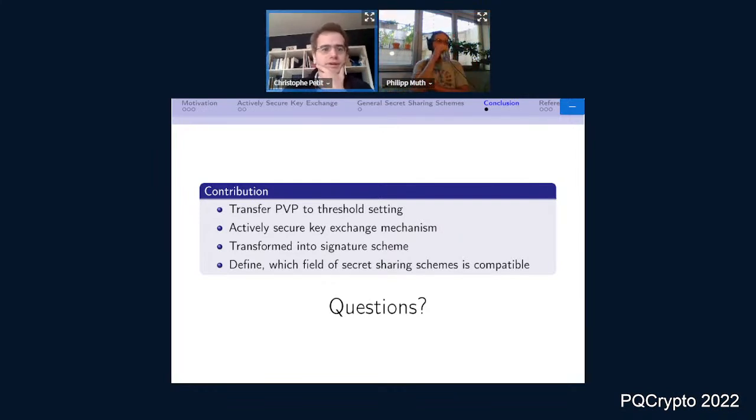Thanks. Let me check if there are any questions on Zulip. I don't see any question, so maybe I'll just ask one. With respect to security, what is the security assumption? Is it like the parallelization or vectorization problem, or are you relying on a variant of this for security?